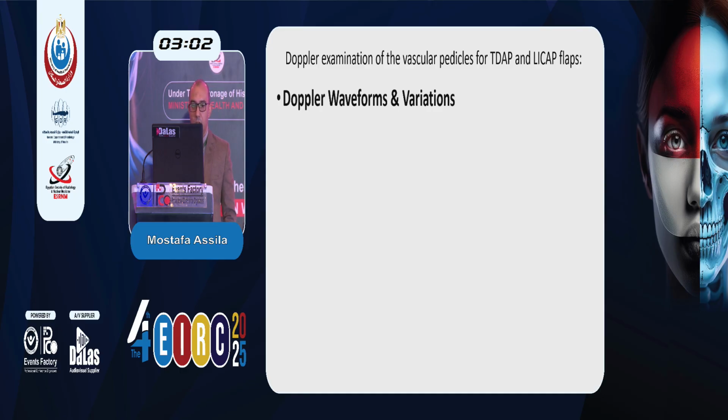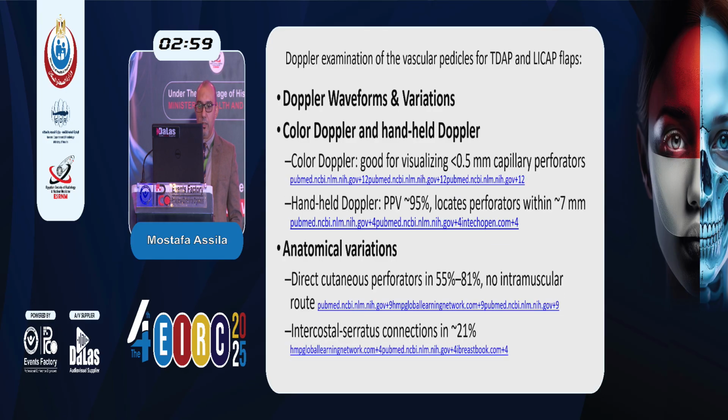Doppler examination: Doppler waveform variations, color Doppler and handheld Doppler. Color Doppler is good for visualizing capillaries below 0.5 millimeter. Handheld Doppler gives a positive predictive value of about 95% and locates the perforator within about 7 millimeters. Anatomical variations include direct cutaneous perforators and intercostal serratus connections.